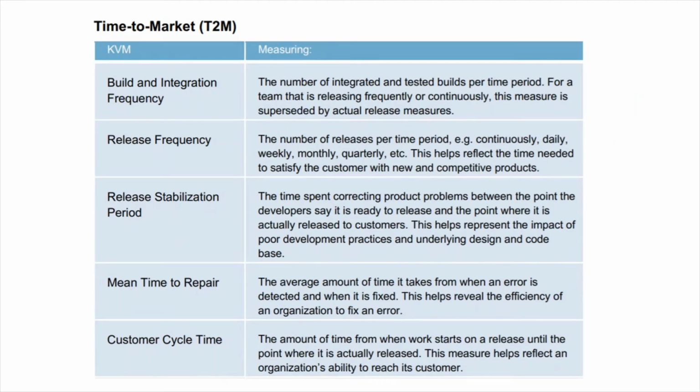Now we have time to market, right? It's more about our internal organization metrics. So let's see the most important stuff here. Well, basically it is the build and integration frequency and release frequency, because the fact that we release fast doesn't mean that we are good. Why is that? Let me talk about some particular examples.